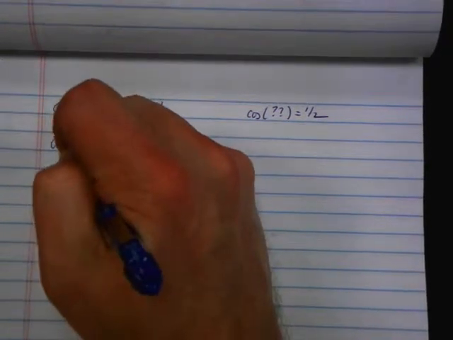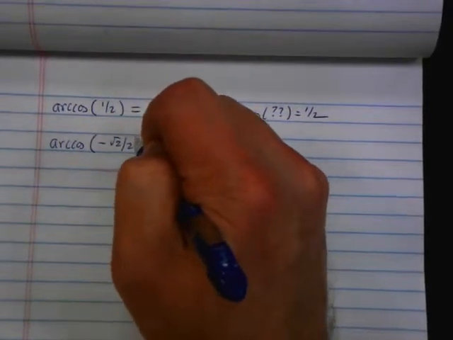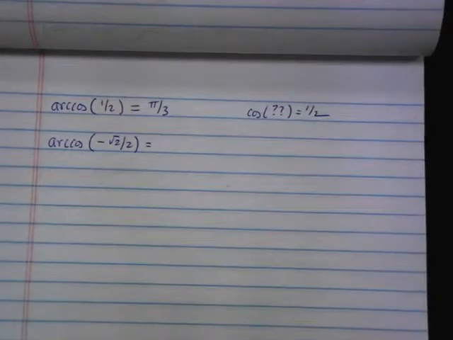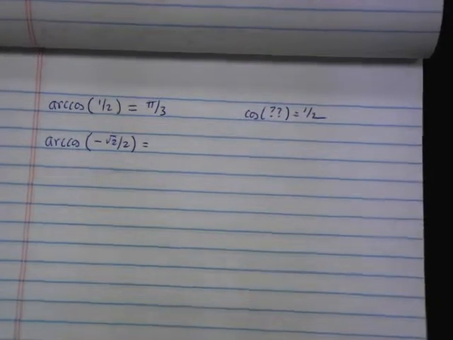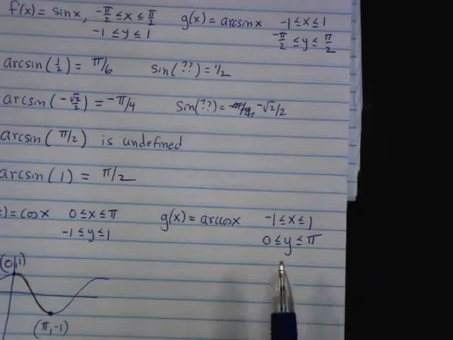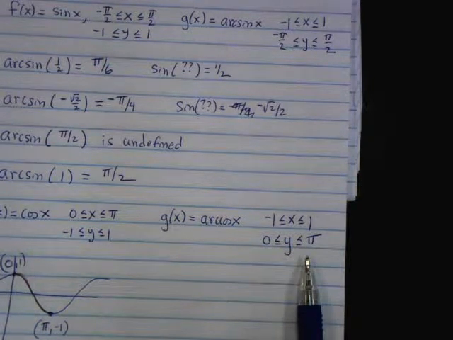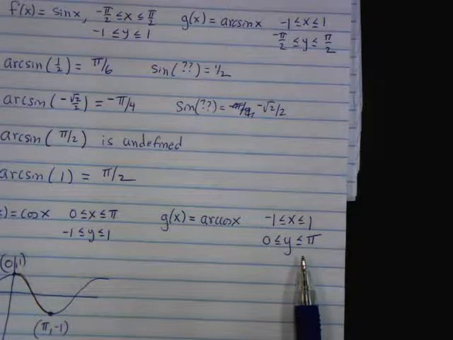How about the arc cosine of negative square root of 2/2? Negative pi over 4 is not the right answer. Because when you're dealing with arc cosine, your angles have to be positive numbers. Your arc cosine angle cannot be negative pi over 4.